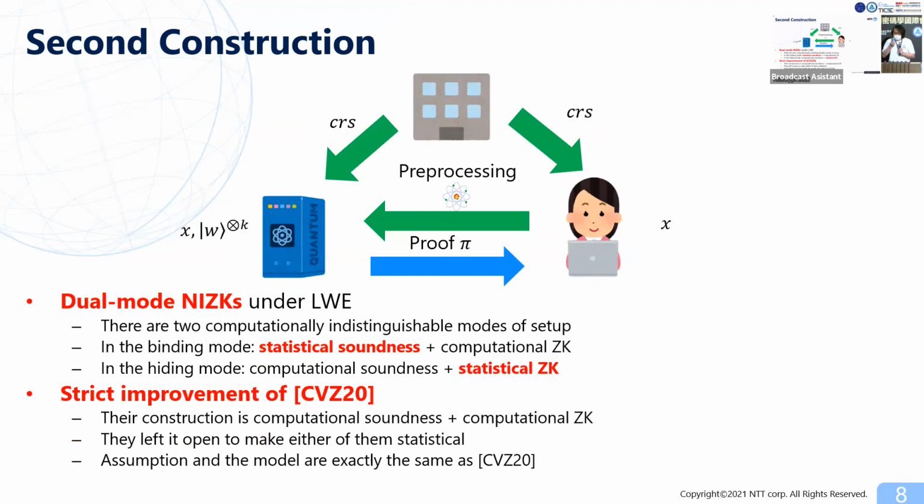And we prove that our construction is a dual mode NISQ under the LWE assumption. And this means that there are two computationally indistinguishable modes. One of the modes is the binding mode, where statistical soundness holds. And in the other mode, which is the hiding mode, the statistical knowledge holds. And this is a strict improvement of CVZ20 because this is exactly in the same model based on exactly the same assumption, but they only proved computational soundness and computational knowledge. And they explicitly mention it as open to make either of them statistical, and we resolve this problem.